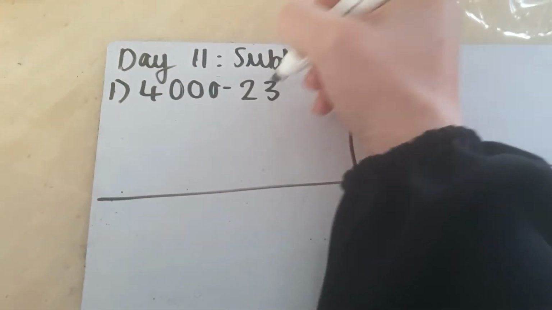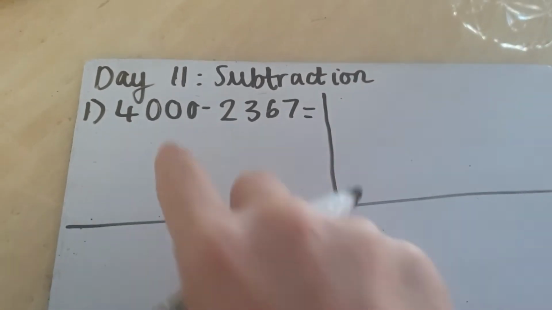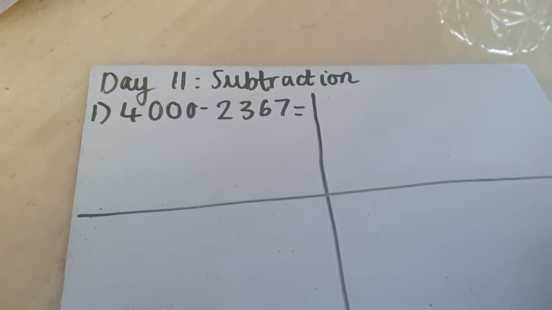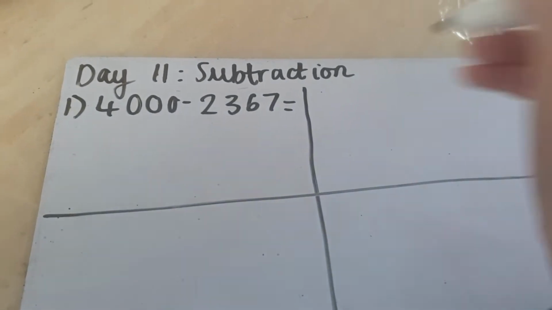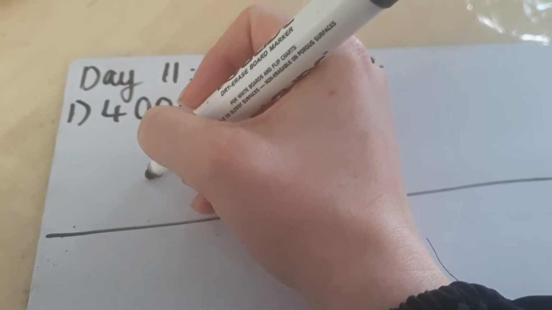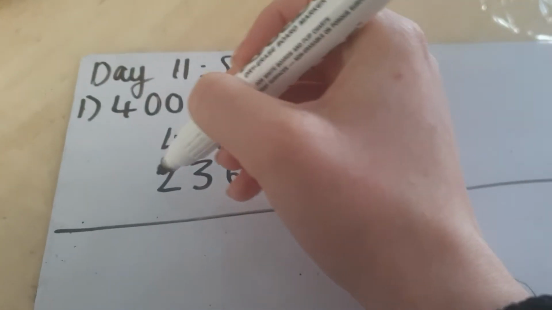So number one, you could get 4,000 take away 2,367. Now, as I said to you, it's focusing today on what we do when we have all those zeros there, because I sometimes think we get confused on that. So again, set it out so that your place value is correct, and then we subtract.